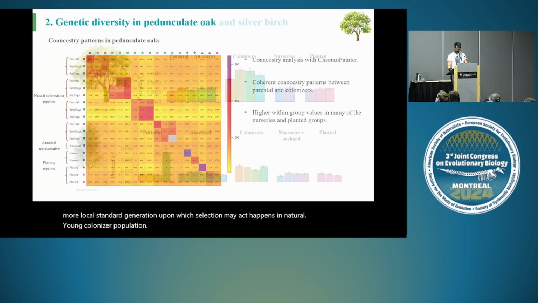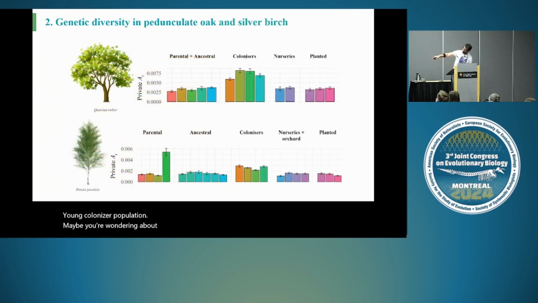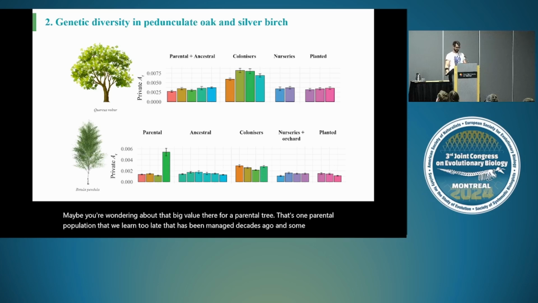Well, maybe you're wondering about that big value there for a parental tree. That's a parental population that we learned too late had been managed decades ago, with some planting of foreign trees. It may have happened, so it's not a population that we're going to use anymore.